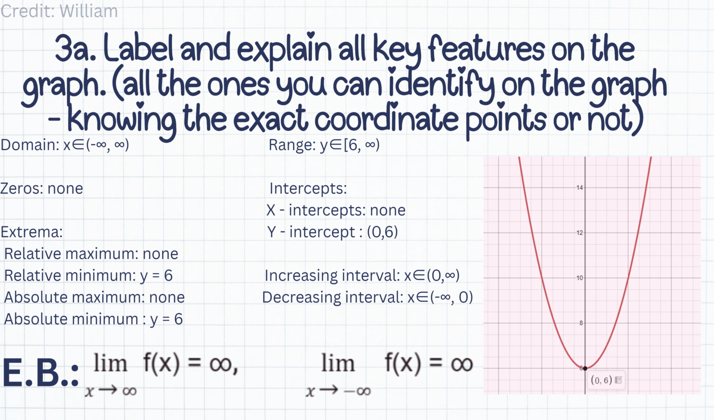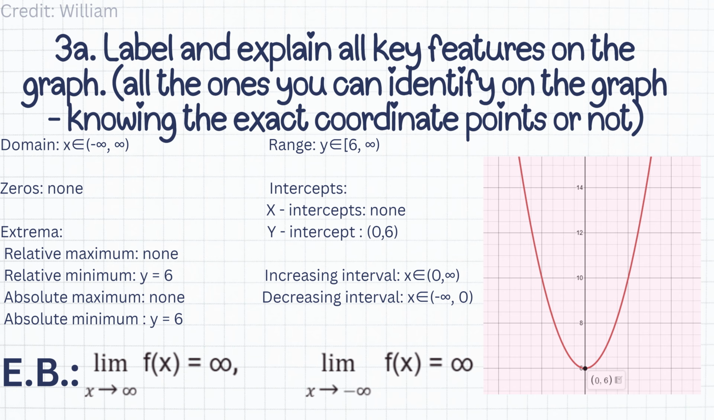There are no zeros or x-intercepts because the graph does not touch the x-axis. However, the y-intercept is (0, 6). For the extrema, there are no relative or absolute maximum because there's no increasing to decreasing intervals in this equation. However, there is a relative and absolute minimum because there's one turning point where it turns from decreasing to increasing at y equals 6. The increasing intervals are from whenever x is greater than 0 and decreasing from whenever x is less than 0.